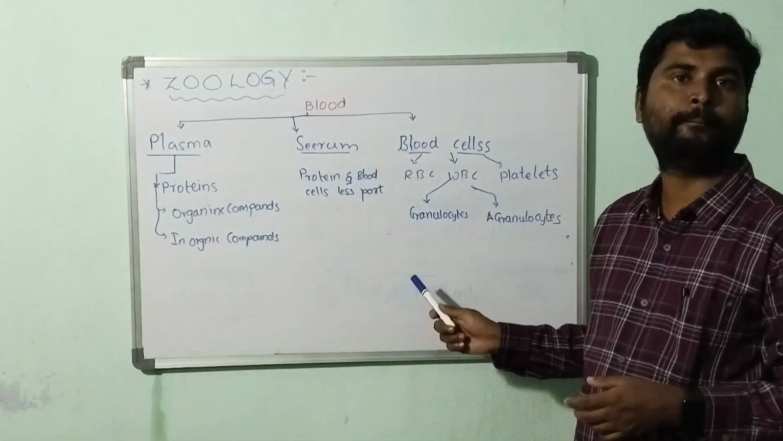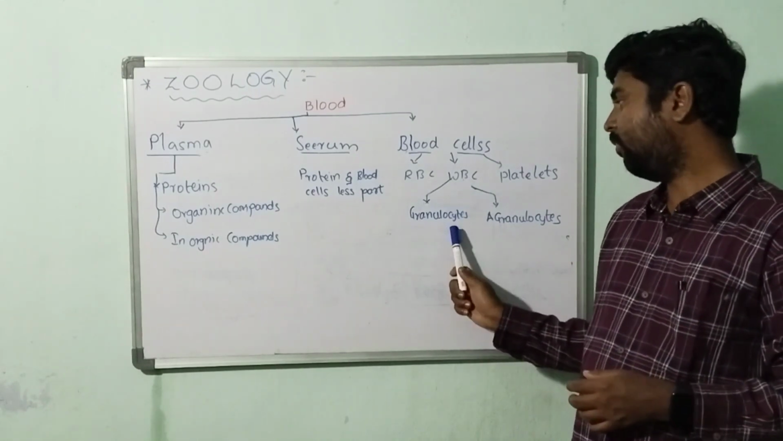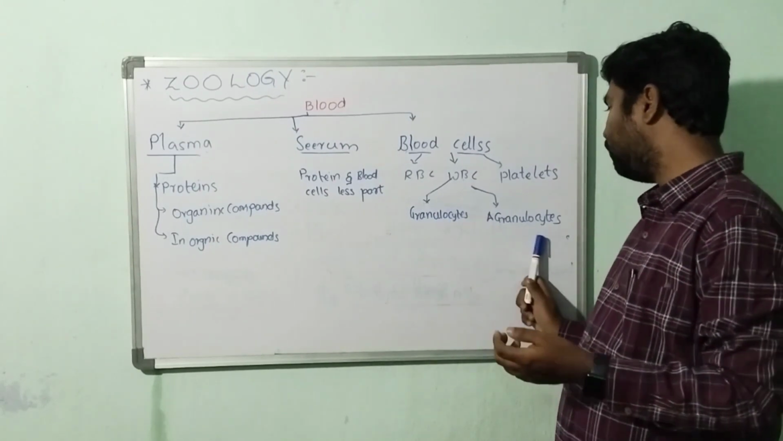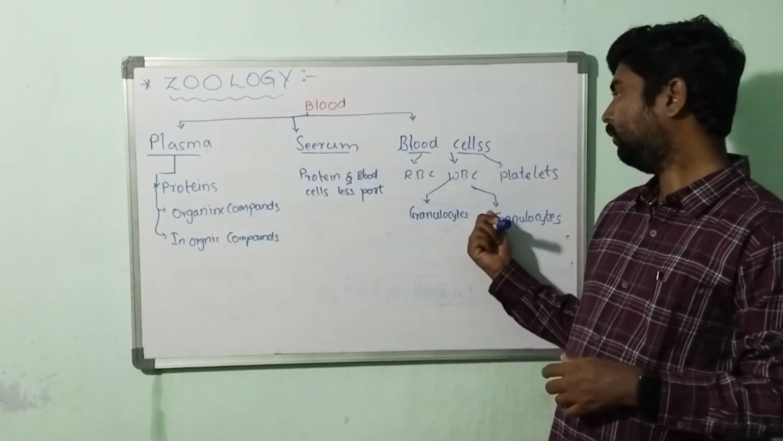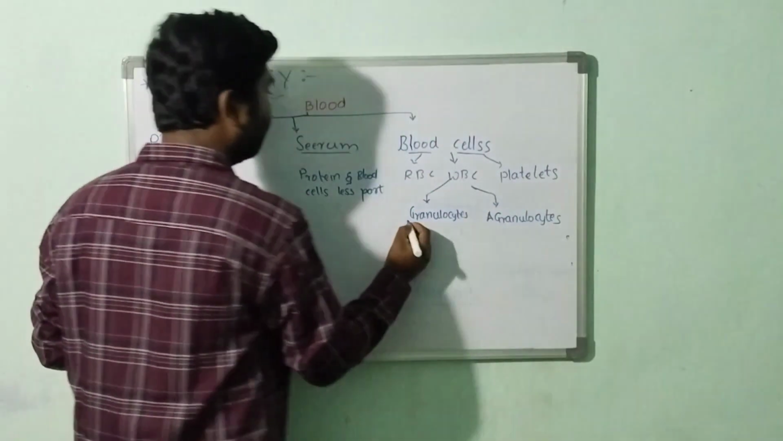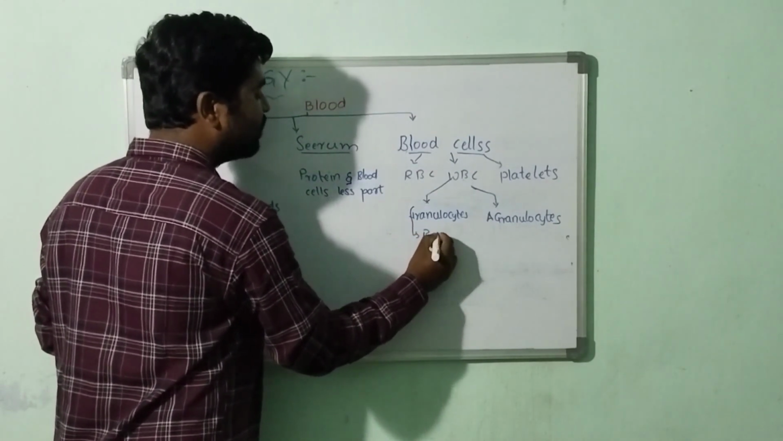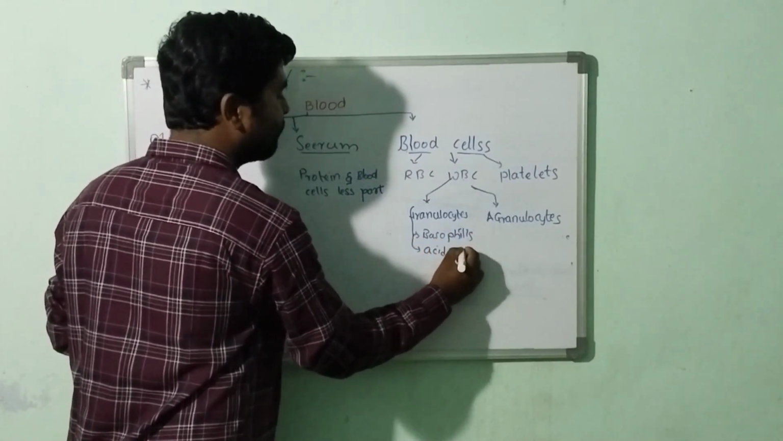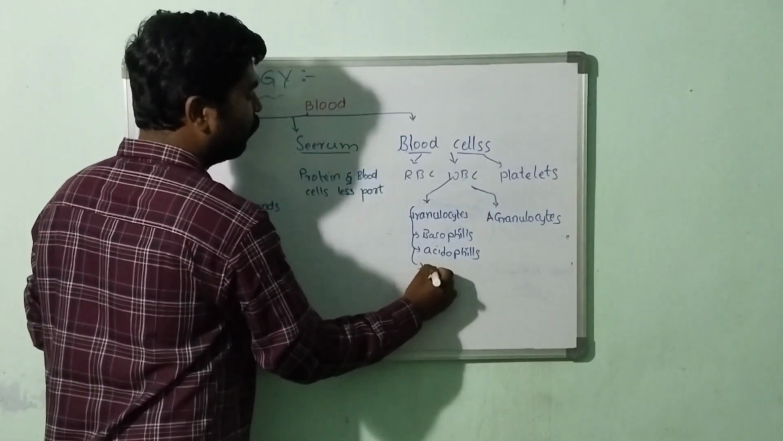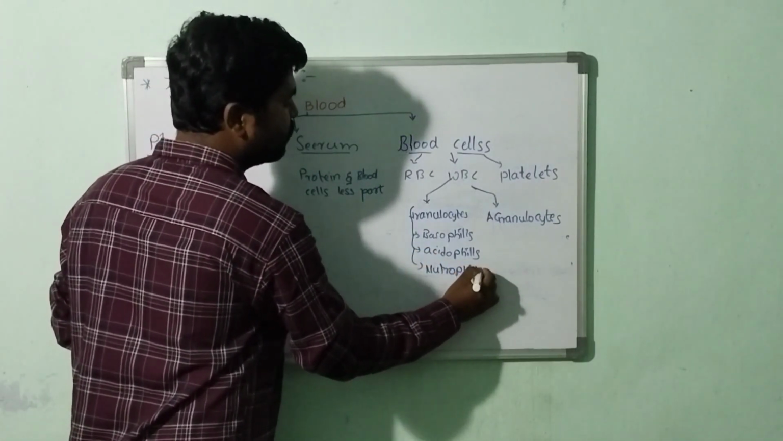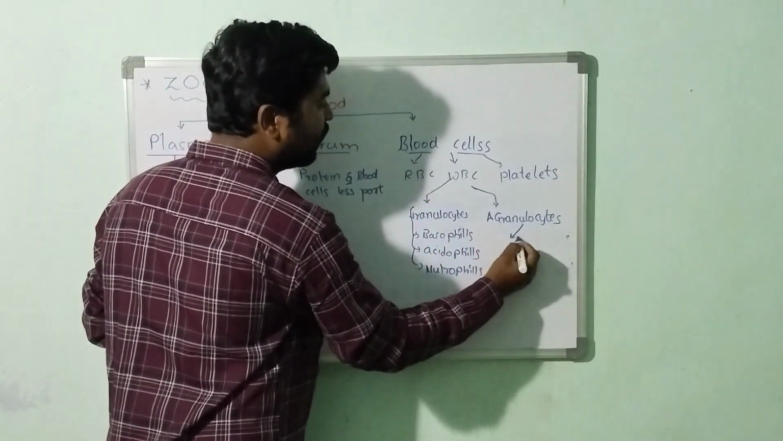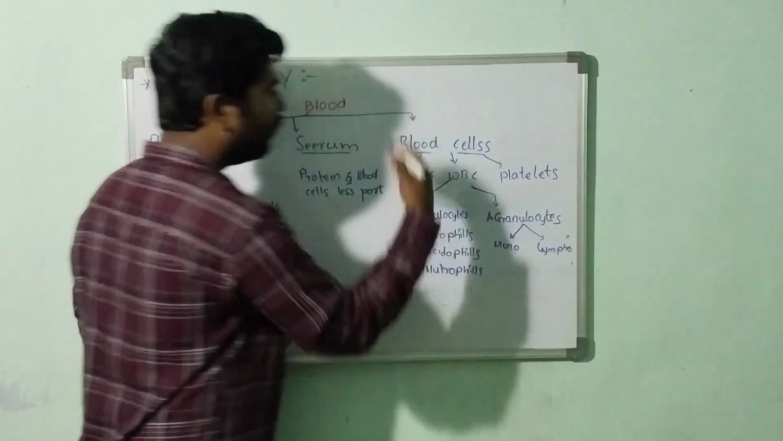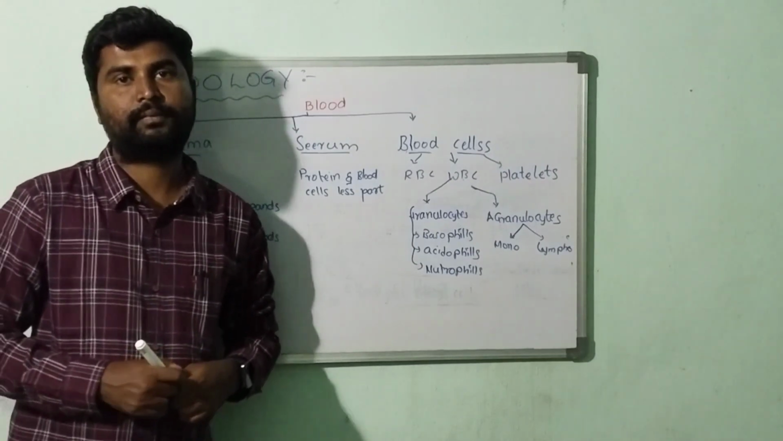WBC are of two types, based on whether granules are present or absent: granulocytes and agranulocytes. Granules are present in the cytoplasm of granulocytes. Granules are absent in the WBC called agranulocytes. Granulocytes are mainly three types: basophils, acidophils, and neutrophils. Agranulocytes are two types: monocytes and lymphocytes. So this is the complete picture of blood. Right? Thank you so much.